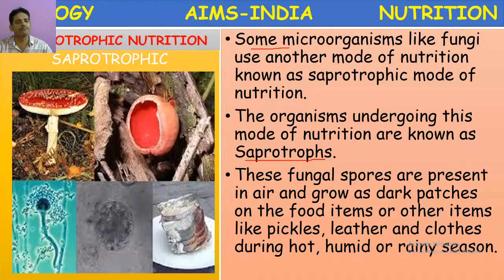In the saprotrophic mode of nutrition, the fungal hyphae grow a mycelium. These mycelium-like structures go into the host and release hydrolytic enzymes, where the digestion of food takes place. Then the digested food material is absorbed. That's why it is called a saprophyte. If it is an animal, it is a saprozoite.